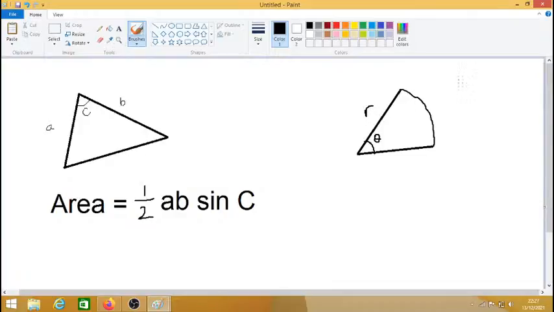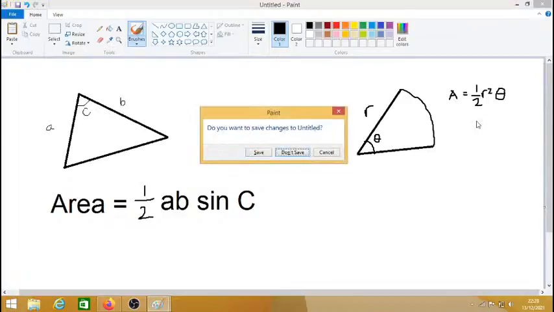There is a long formula, pi r squared times theta over 2 pi, but it shortens to area is equal to half r squared theta. So now let's go to the next step and let's try and combine these two formulas in the next shape.